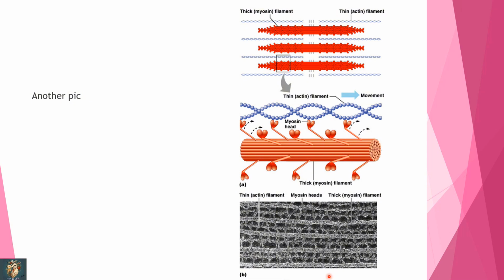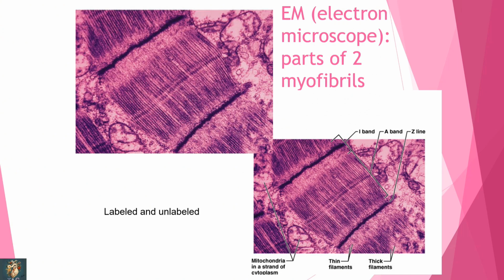And these are electron microscopic pictures in which you can see the thick myosin filaments and the thin filaments which are present, and the cross bridges between the two you can see easily. An electron microscopic picture of the myofibrils. This one is unlabeled. Here you can see labeling. This one is the first. This is the Z disc, then the A band, I band, A band, H zone, and M line.